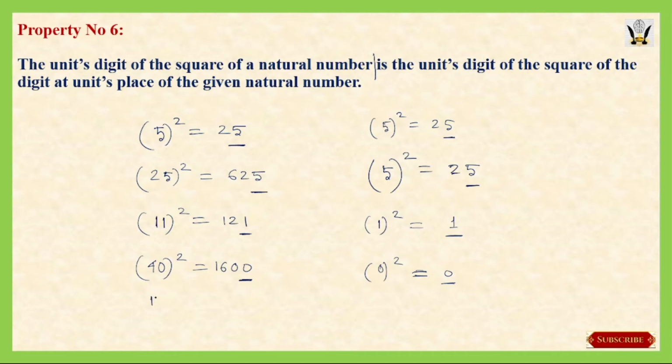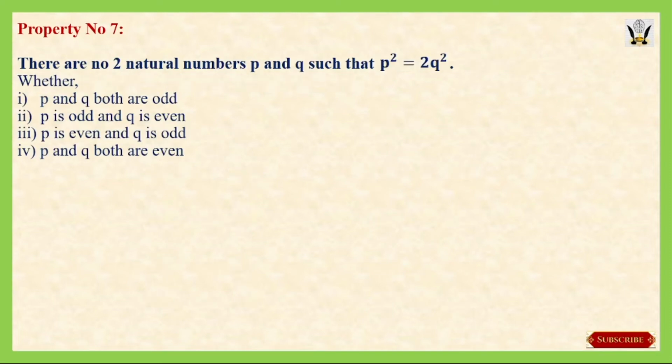Now another example. If we choose 17, the square of 17 is 289. What is the digit at the units place of that square number? It is 9. Now if I take the digit at the units place of that natural number, it is 7. If I take the square of 7, it will be 49. What is the digit at the units place of this square? It is 9. So this 9 and this digit should match, and this is what this property says. Now we will move on to the next property.